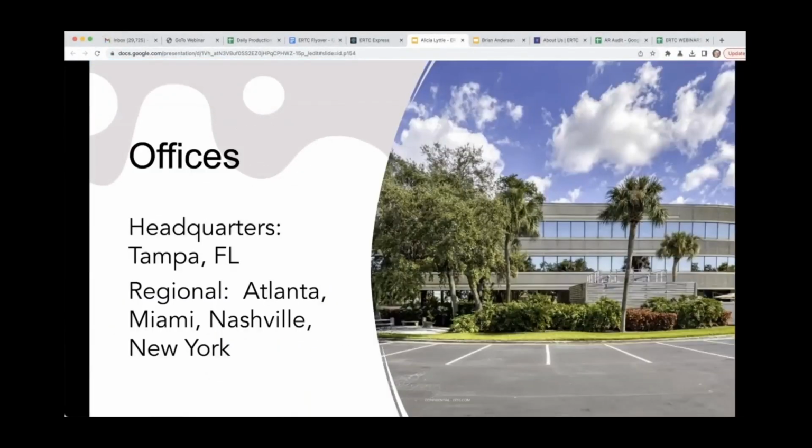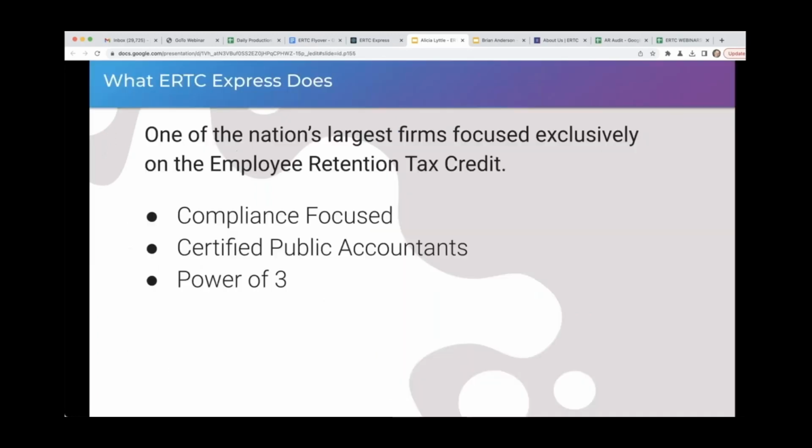So this is our office in Tampa, Florida. We're the third floor, majority of the third floor of that building. I am in the Atlanta office. We have a Miami and New York location. We've all but shut down Nashville, but we still have the offices there. Just trying to show you that it is real, right? We do one thing, and hopefully we do it well, which is help businesses qualify for this tax credit, the ERTC tax credit.